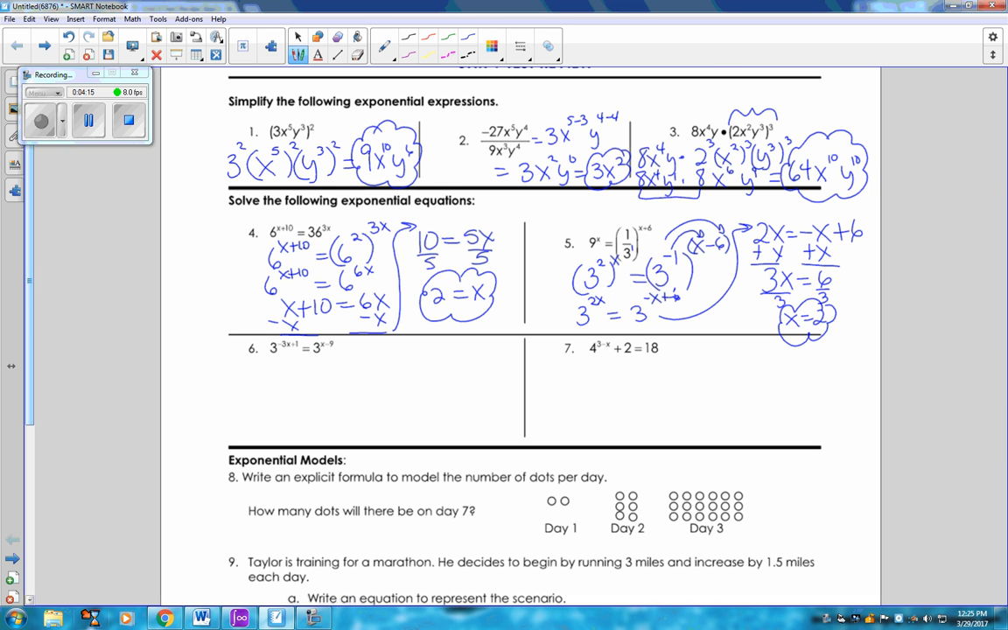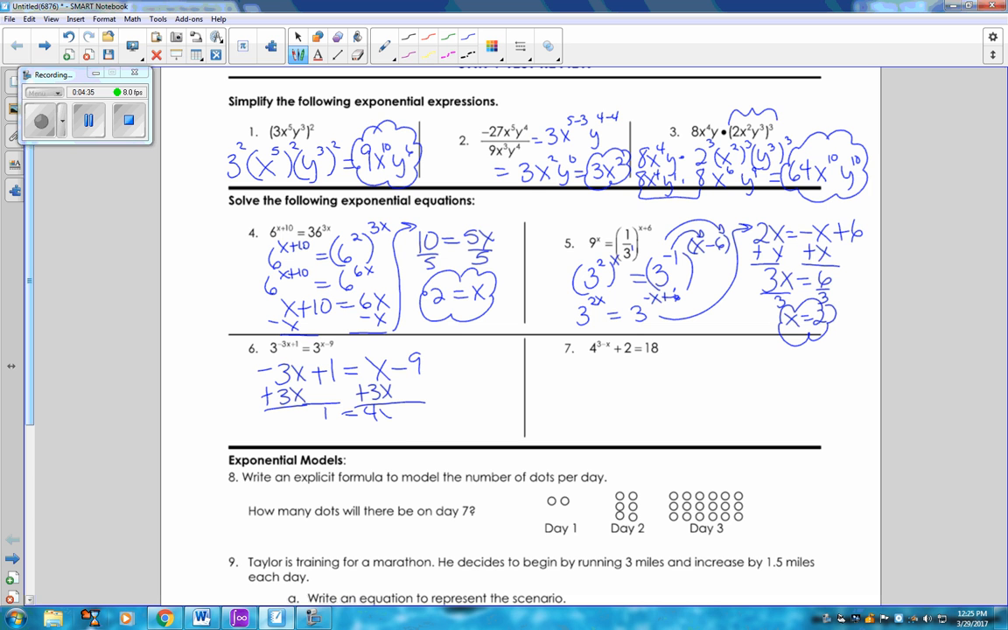Here I already have like bases in number 6, so I just set those exponents equal to each other. Negative 3x plus 1 equals x minus 9. Okay, I'm going to add 3x. Yes, you could have subtracted the x. It doesn't matter. So on this side I'm left with 1.